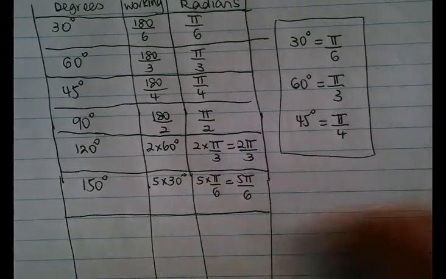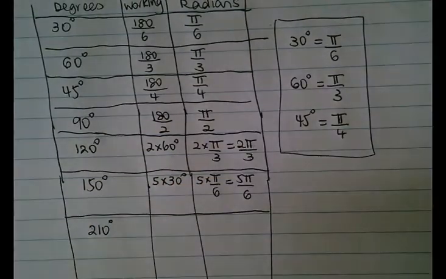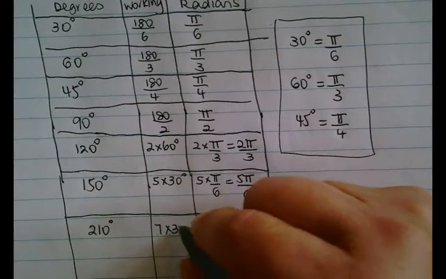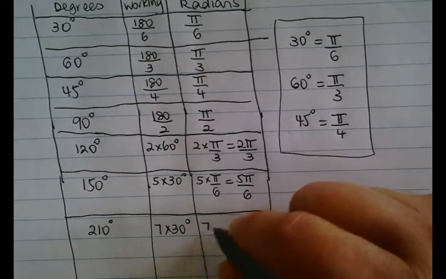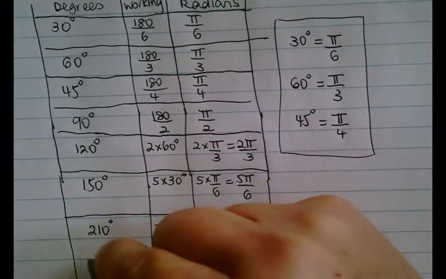Okay. What about something like 210? How are you going to get 210? Think of your times tables. You need your 3 and your 6 times tables. Yeah, it's 7 lots of 30. So what would that be? 7 times pi on 6, which is 7 pi on 6.